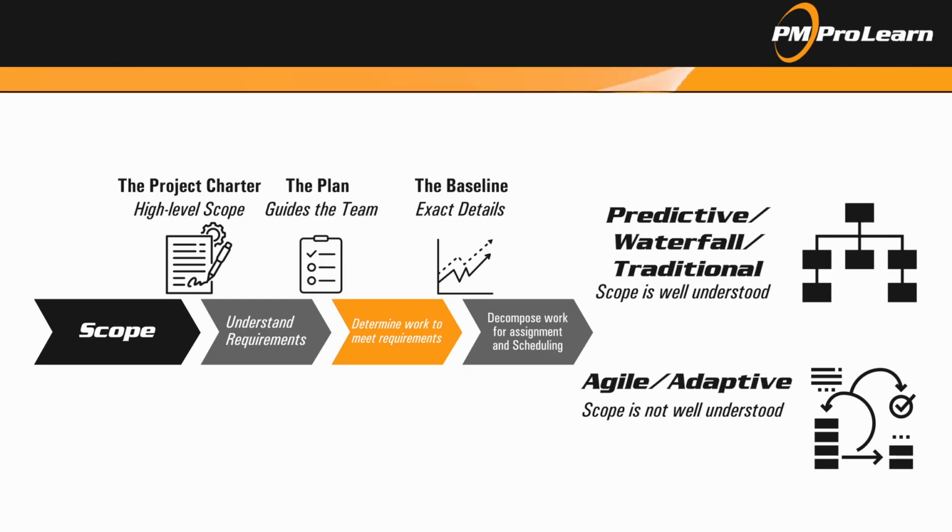Is it the early stage where you're understanding the high-level scope? Are you in the planning stage giving guidance to the team? Or are you now trying to track the progress with the scope baseline?